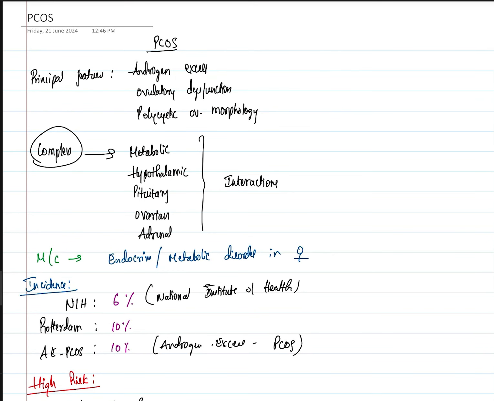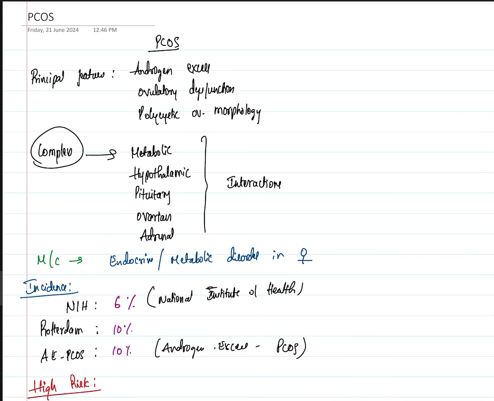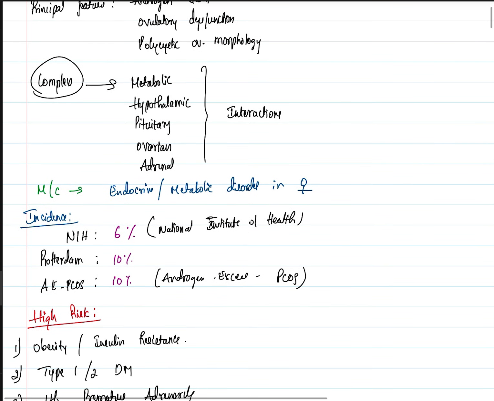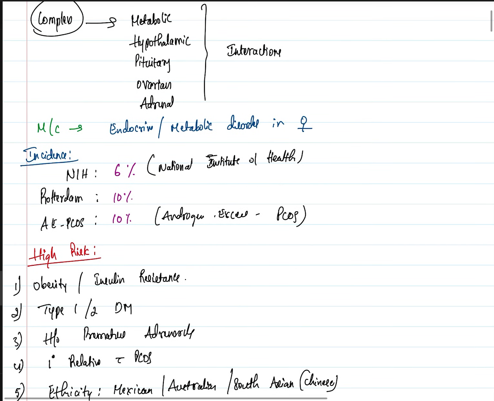Today we will begin with the topic Polycystic Ovarian Syndrome. The principal features of PCOS will be ovulatory dysfunction, androgen axis, and polycystic morphology of the ovary on ultrasound. It also has complex features like metabolic syndrome, hypothalamic interactions, pituitary, ovarian and adrenal interactions. The most common endocrine or metabolic disorder in females is PCOS.